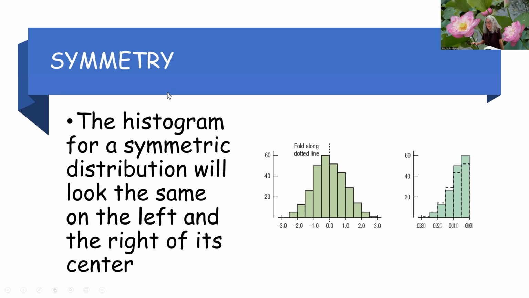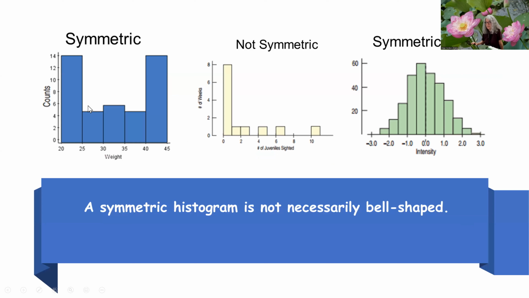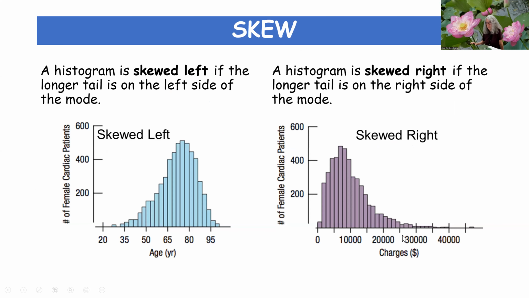So let's look at examples of symmetry. The histogram for a symmetric distribution will look the same on the left and on the right side. So here, if we fold here, both sides will coincide. This is symmetric because I folded here, the two ends. It's bimodal though, right? This is not symmetric. This is skewed to the right. This is symmetric, as we will write. A symmetric histogram is not necessarily bell-shaped, as we see here. It's more like a U shape.